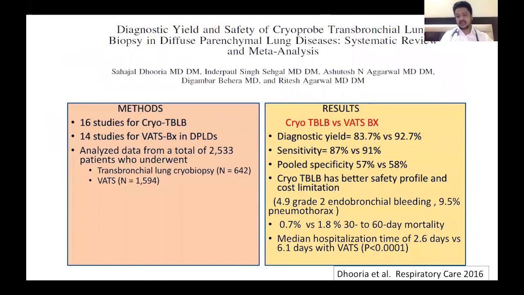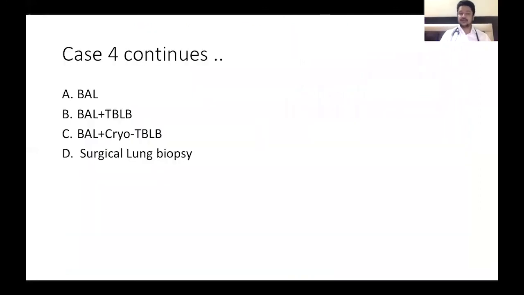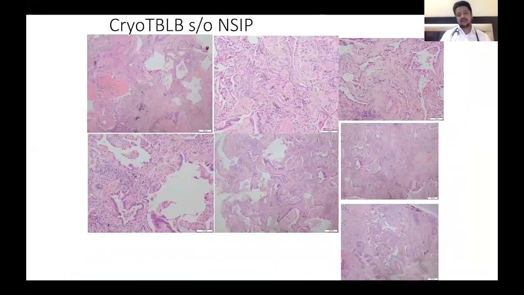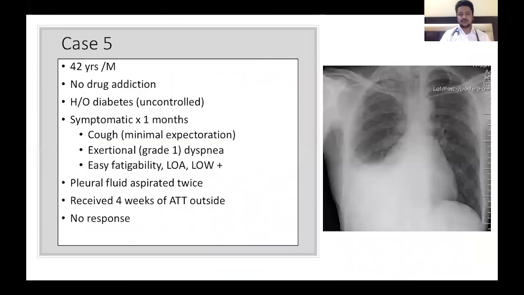And this is again by Dr. Duria et al., a systemic review where he found that the efficacy of both the surgical lung biopsy and cryo TBLB, or VATS biopsy, were comparable to each other. So in case 4, we did BAL plus cryo TBLB, and we clinched the diagnosis of NSIP pattern. We changed our treatment, and the patient responded to that.